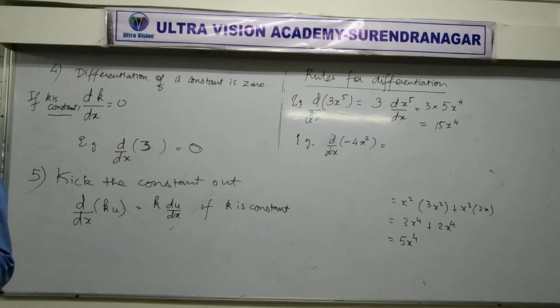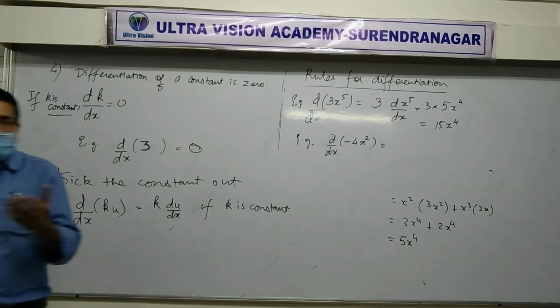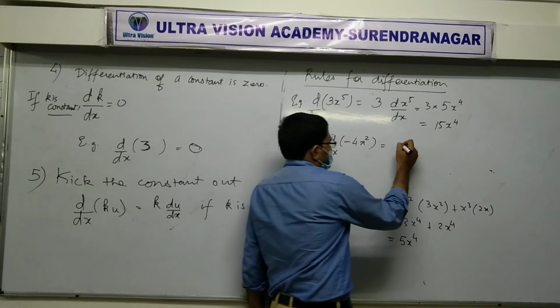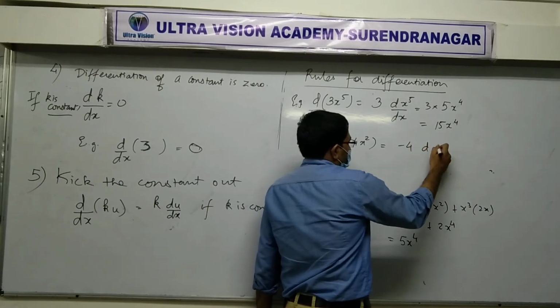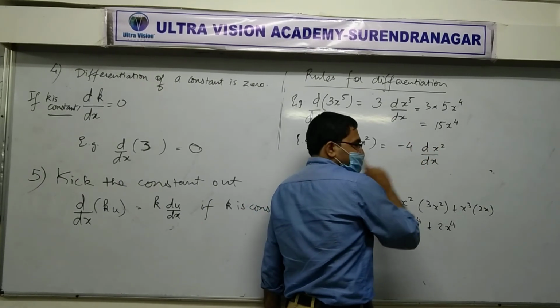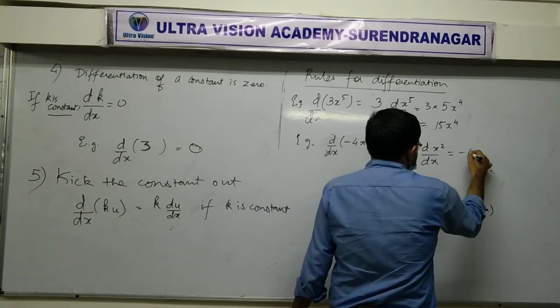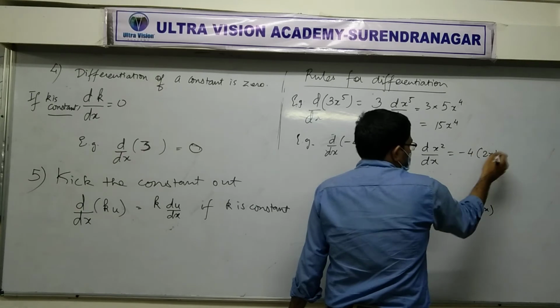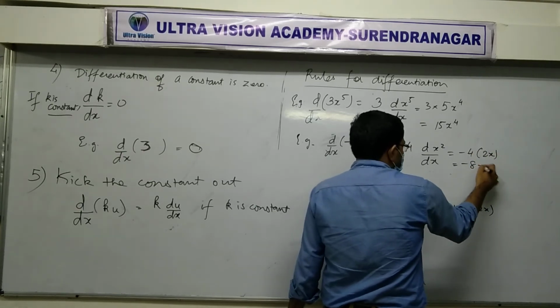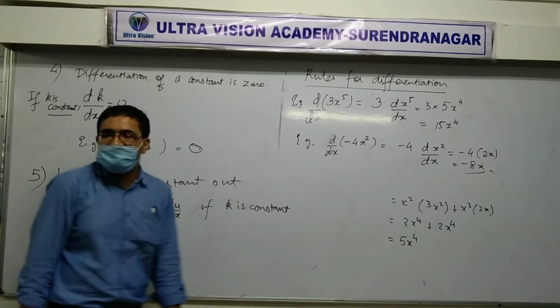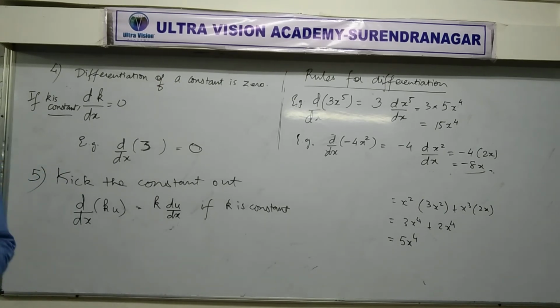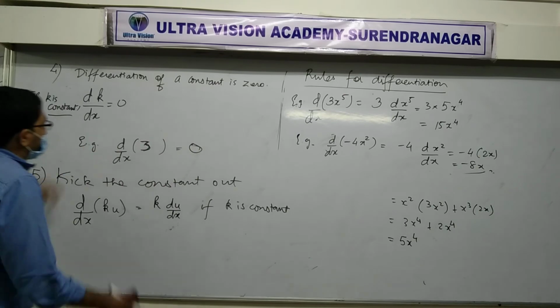Who agrees? Who disagrees? No one got a different answer? That's right. Minus 4 outside first of all. Let me write the steps like this. Clear? Yes. And then what to do? d x squared by dx is 2x. So minus 4 into 2x is going to be minus 8x. Understood? Okay? Now let's just pause over here and I'm going to give you some practice questions.